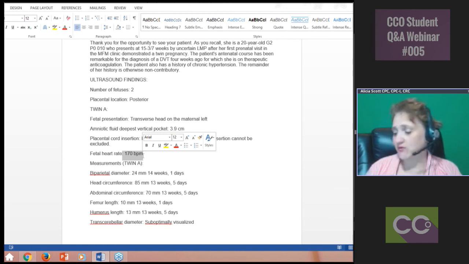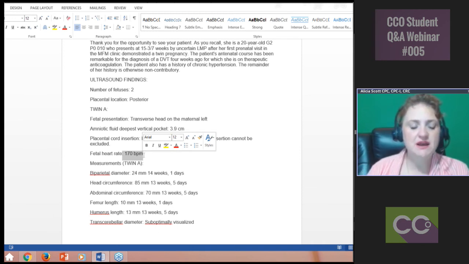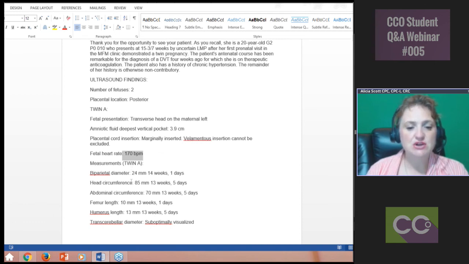People that do this all the time for a living will sometimes be able to kind of tell you. But okay, so twin A's measurement. Twin A is the one that seems to be the bigger one. And look what they do. So the biparietal, they're measuring, actually it's the head circumference that they go by a lot, and the femur. That's the two that they go by.